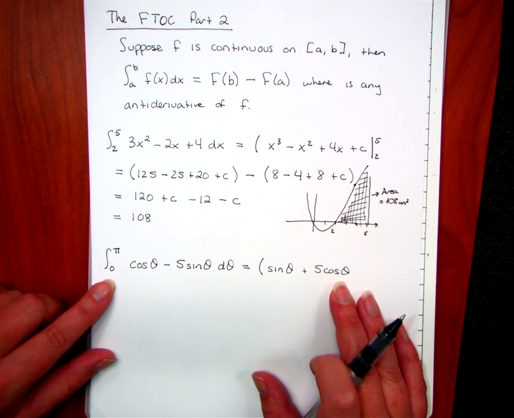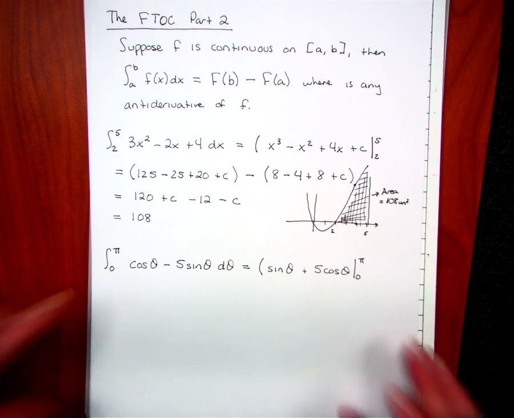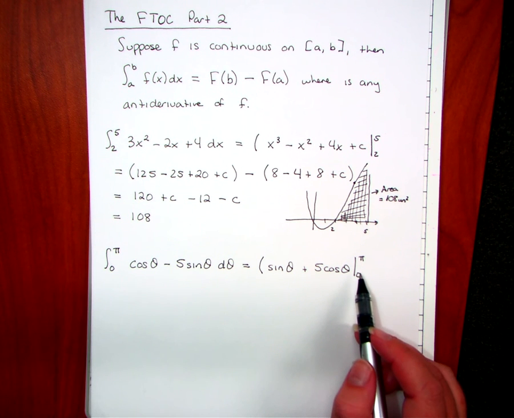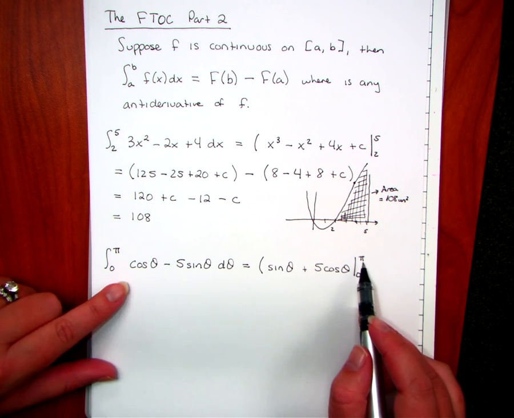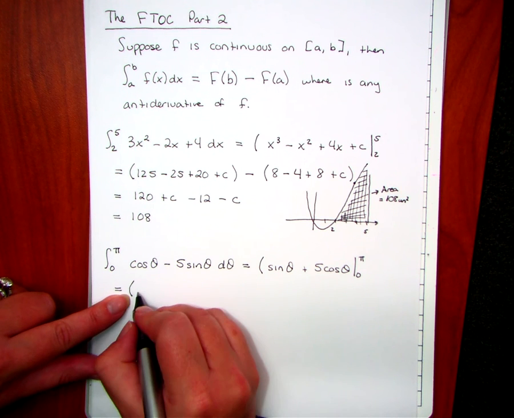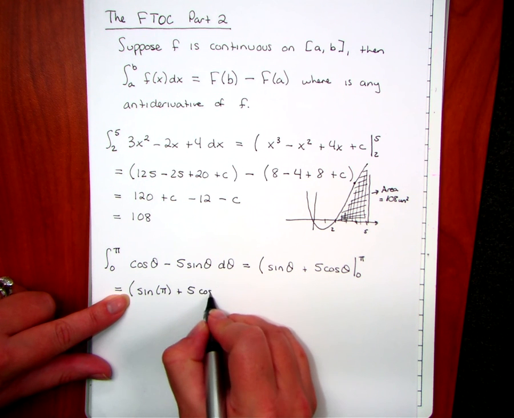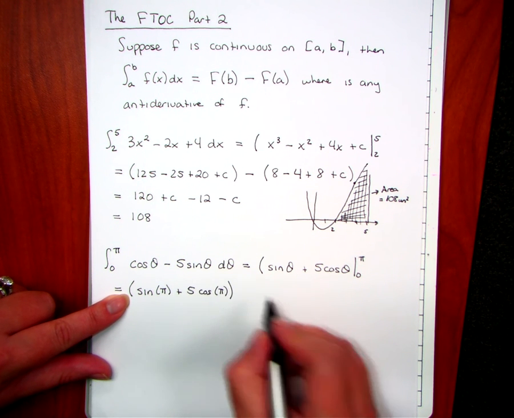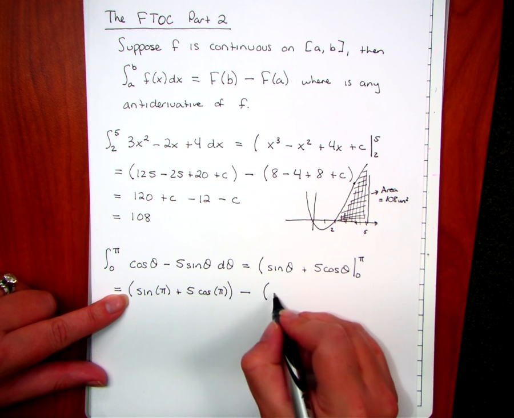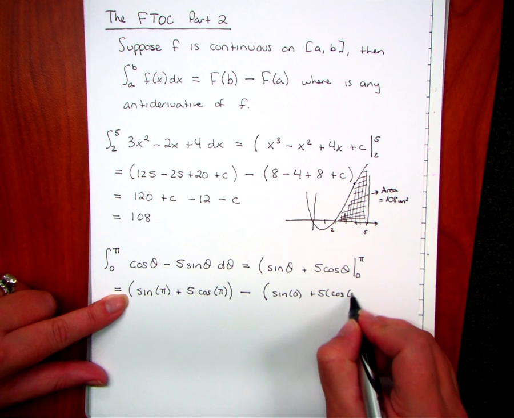I'm not going to put a plus c because we have a definite integral, and we just want to evaluate this from 0 to pi. So I'm going to plug these numbers in. The top value minus the bottom value. If I plug pi in first, we're going to get sine of pi plus 5 times cosine of pi, minus, and then we want to plug 0 into our antiderivative as well. So sine of 0 plus 5 times cosine of 0.